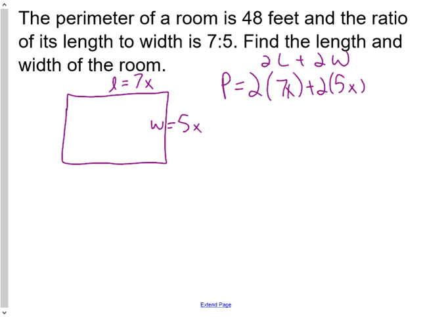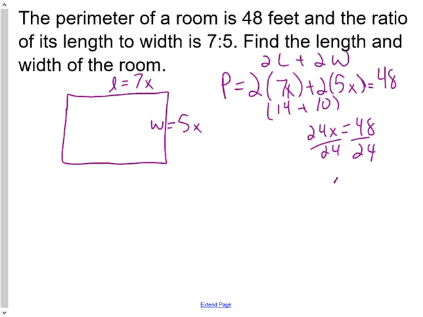Those are from chapter 1:7. If you need to go back and look them up, we get 48 feet. So we got 14 here, 10 here, and they all have x. So we get 24x is 48. And divide by 24 on each side, I get x is 2.